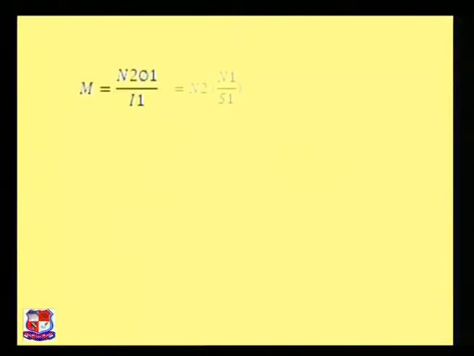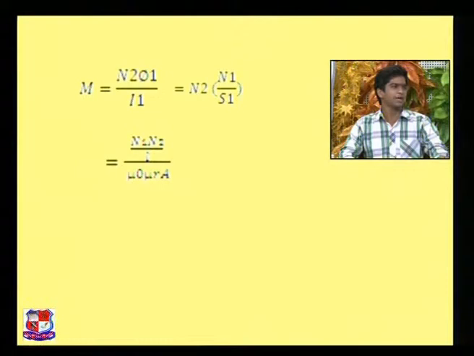We know that M is equal to N2 into phi 1 by I1. Putting the value of phi 1 by I1, which is N1 by S1, we get M is equal to N2 into N1 by S1. And then we get M is equal to N1 N2 by L by mu 0 into mu R into A, where L by mu 0 mu R into A is the value of the reluctance S.